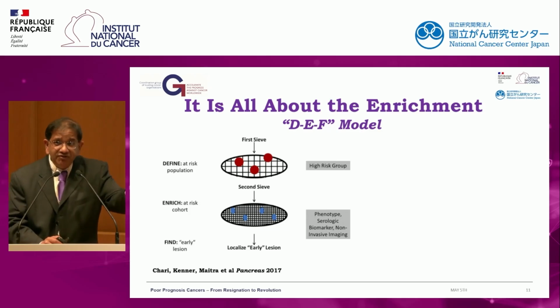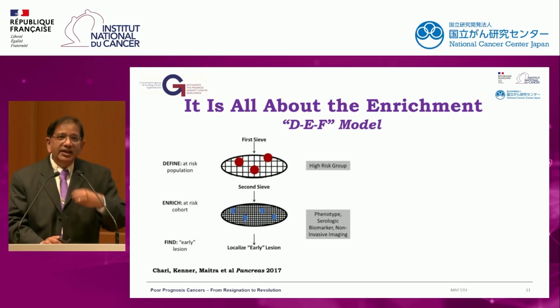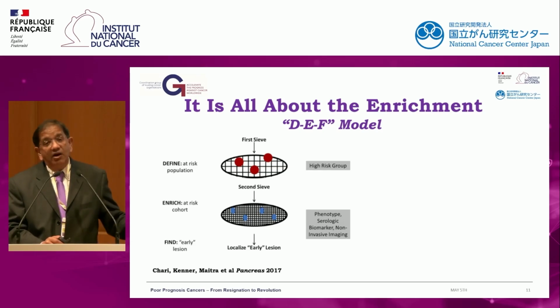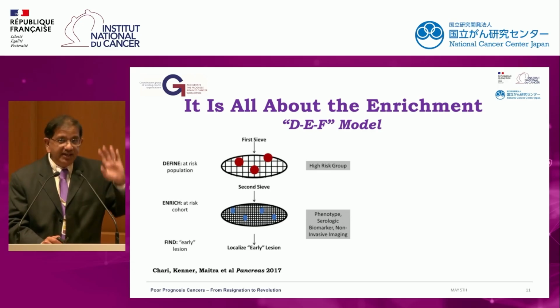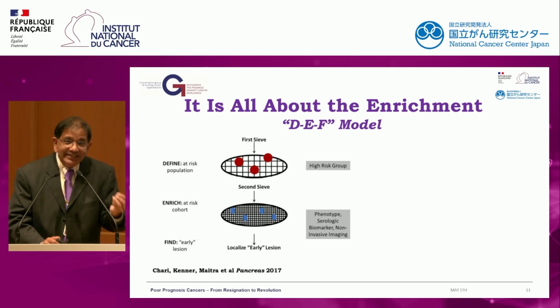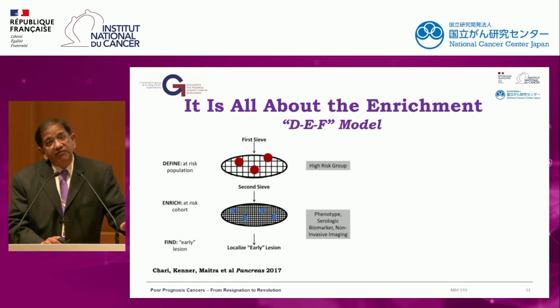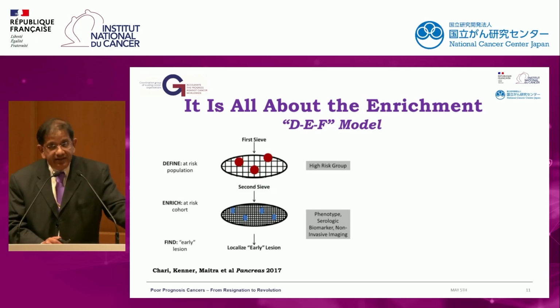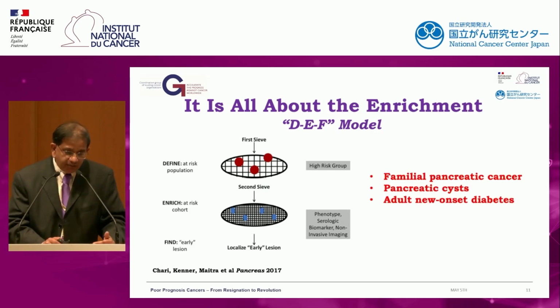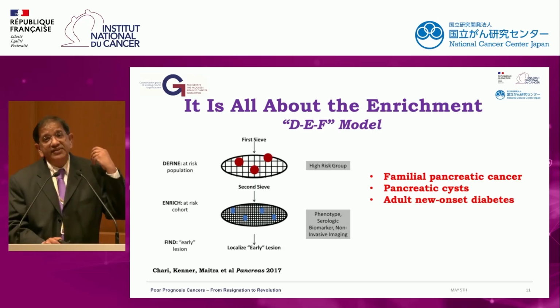So again, it's about the enrichment, and we published this DEF model years ago, but basically what it stands for is you define your at-risk population using some clinical variable, then you enrich using a facile, easy-to-implement biomarker. It can't be an endoscopy, for example, in the US, that requires you to come in and get a $20,000 procedure. It has to be an easy-to-implement test that can be done by a primary care physician, usually in an office setting. And then, in those individuals where there is a positive signal, post-enrichment, that's where you go and find this early lesion. And in the context of pancreas cancer, those defined populations are familial pancreas cancer, pancreatic cysts, and adult new-onset diabetes. And I'll talk a little bit about all of them.